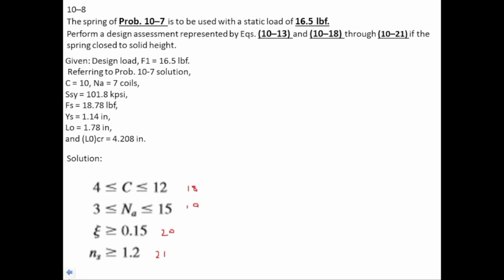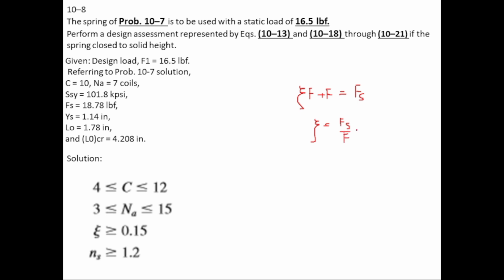Now let's take this equation and see whether the number of active coils is within the range or outside the range. As n is equal to 7, we are in the range and the design is okay up till now. In the next equation, it is given that the zeta value should be greater than or equal to 0.15. Since the zeta value is not given here, let's find it. In previous problems from chapter 10, we have told you that zeta times F plus F is equal to Fs, where Fs is the solid force. From that equation, we can find the value of zeta.